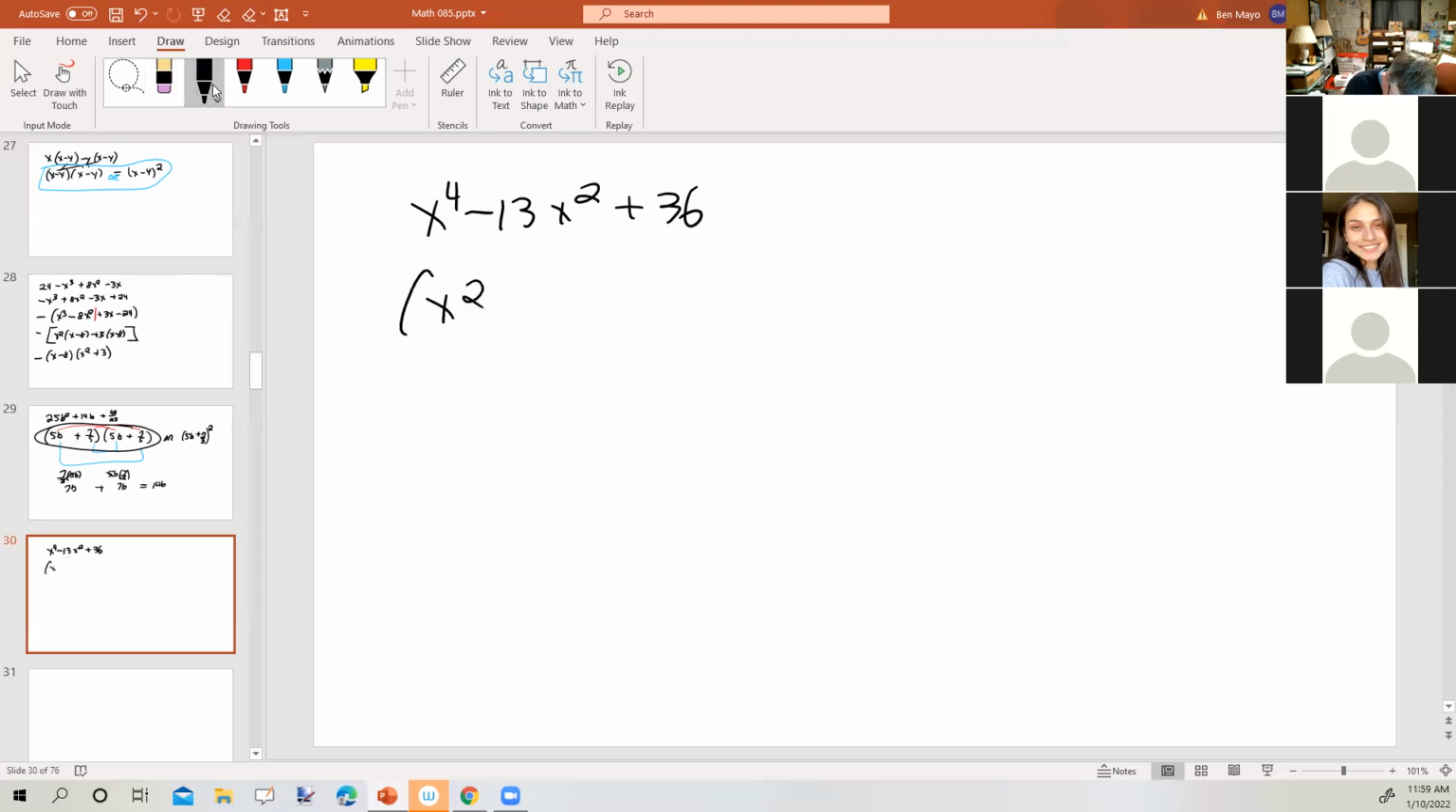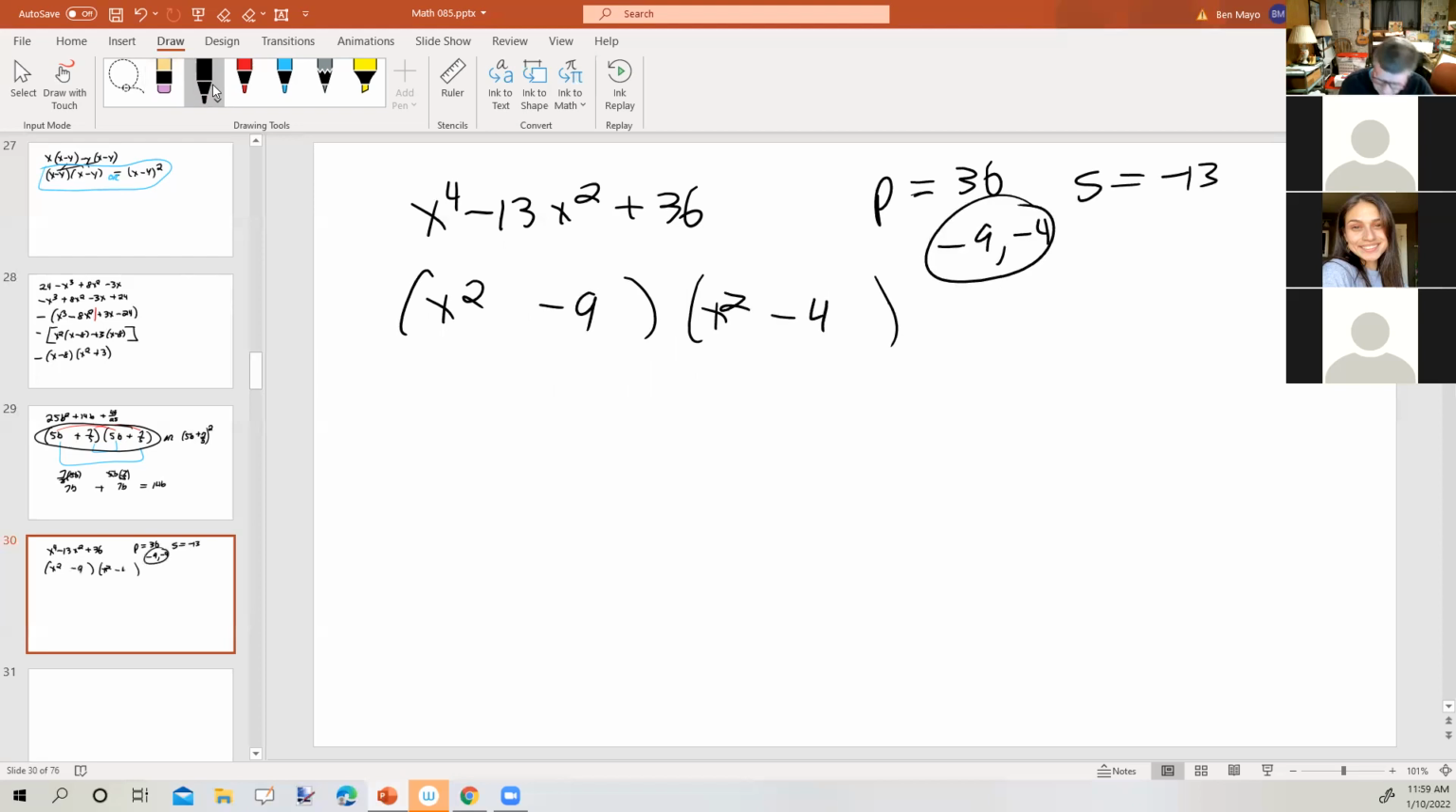However, it does have a leading coefficient of a 1. So we could look for a product of 36 and a sum of negative 13. How about minus 9 minus 4? But x squared minus 9 is the difference of two squares, and x squared minus 4 is also the difference of two squares. This is one of those questions that's like a math teacher's dream because it has you factoring a trinomial, looking to see if it's a perfect square, and then factoring the difference of two squares. It's got just about a little bit of everything. Okay.